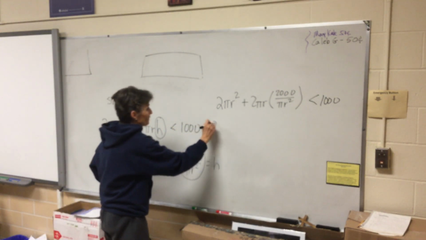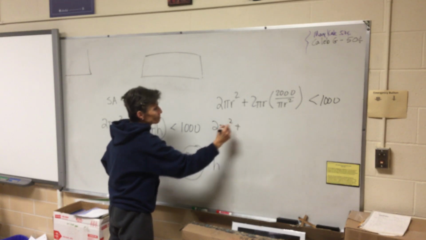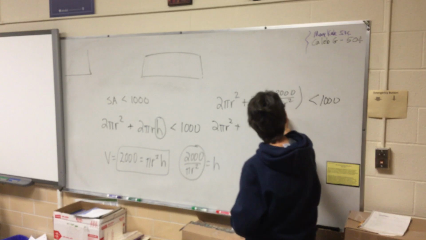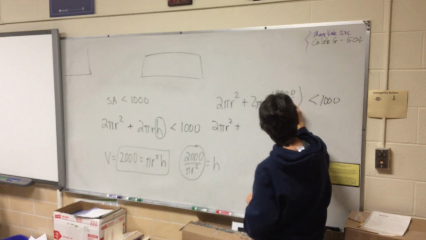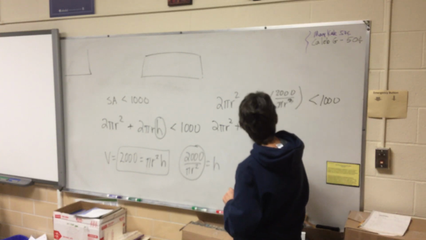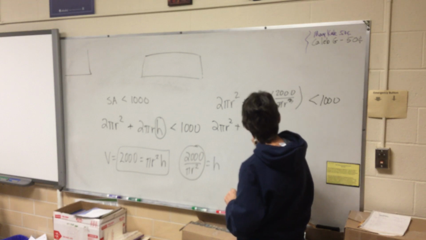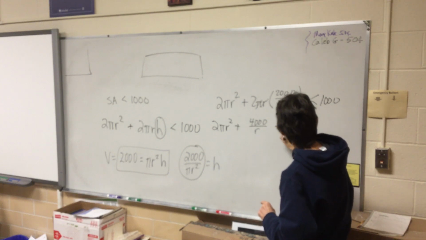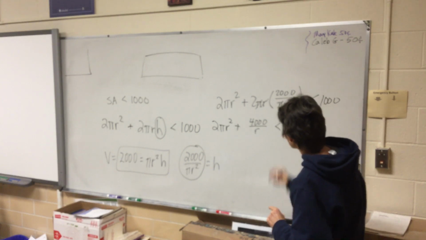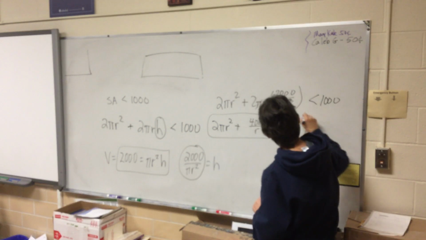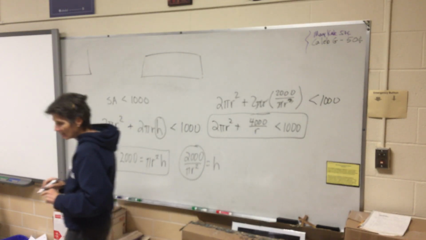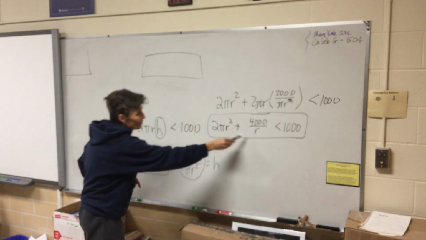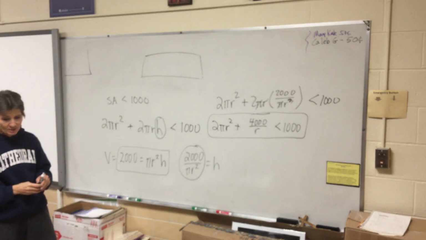All right, let's clean that up a little bit. We got 2 pi r squared. Okay, so the pi's are going to cancel. One of the r's will cancel. So 4,000 over r. 2 times 2,000, and r is left over. Now, can I put that in my calculator? Yeah, because now I only have one variable. So that's good.